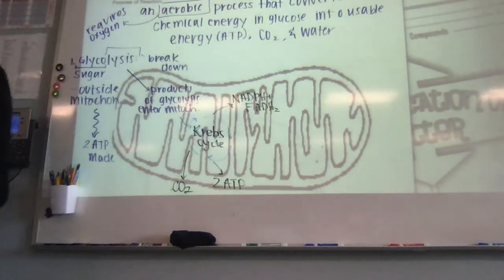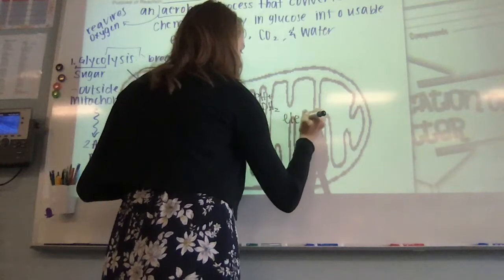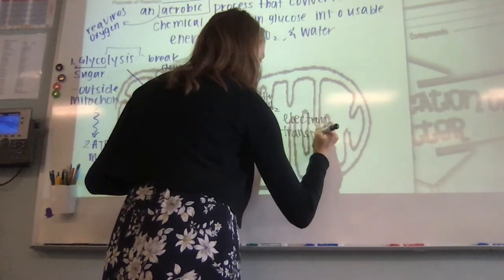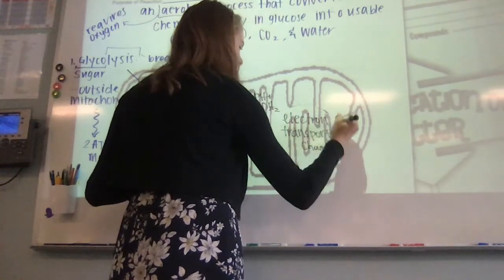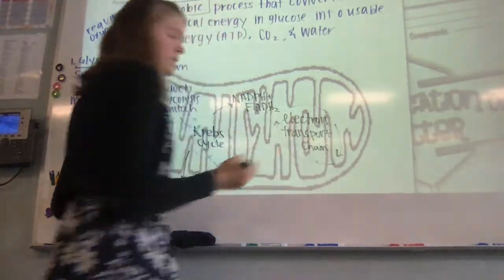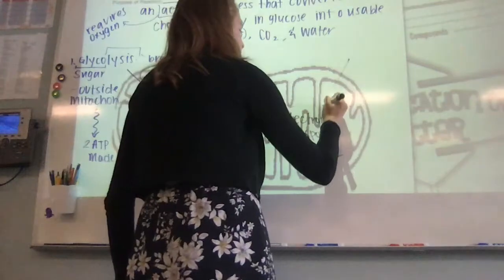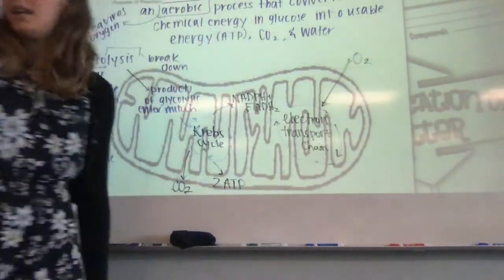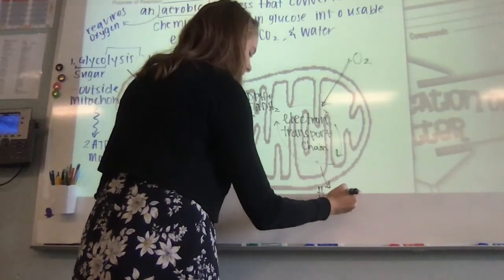I don't care that you really know what those things are, but you need to know that they're created. And they go into the electron transport chain, which is another little cycle that occurs. And after the electron transport chain, this requires O2, okay? So O2 is now coming into the electron transport chain. So we're bringing in oxygen, and we're giving off H2O.